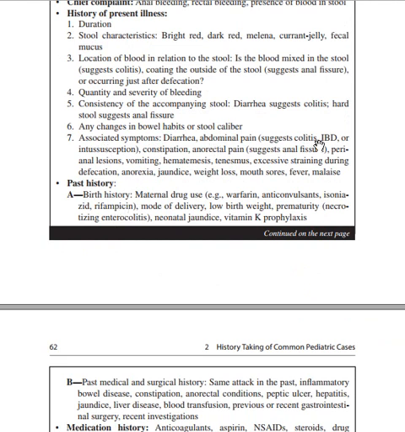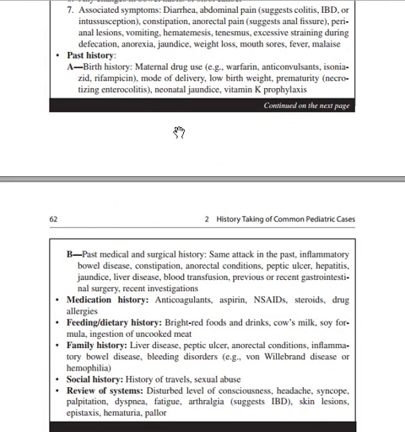Then the associated symptoms. If associated with abdominal pain, you can think of colitis, inflammatory bowel disease or intussusception. If associated with constipation and rectal pain, you think of anal fissure. Also ask about anal lesions and vomiting. You also need to know about maternal drug use, such as warfarin, anticonvulsants and isoniazid, that can predispose the patient to bleed.